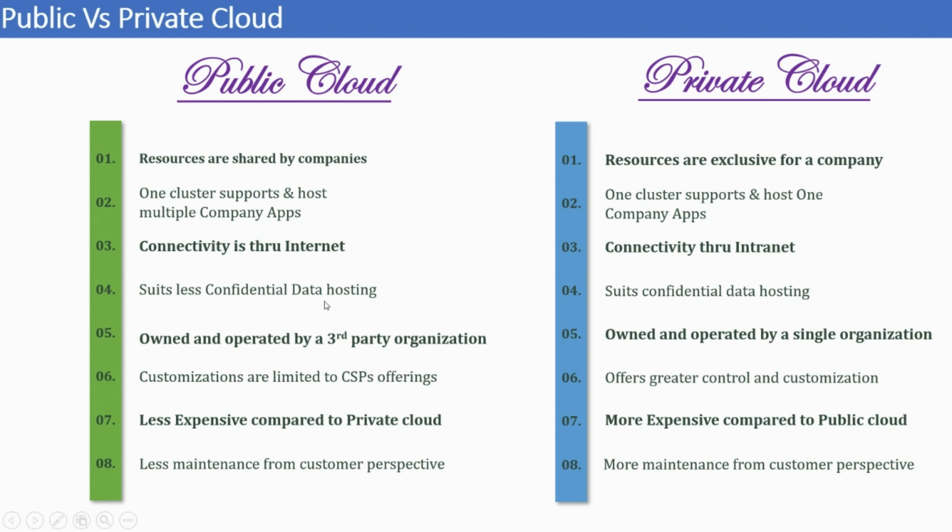In the public cloud, it is less suited for confidential data hosting because it's a shared entity. Whereas here in the private cloud, it's suitable for confidential data hosting because it's ring fenced and made available to the internal employees of the organization. Fifth one, the public cloud is owned and operated by third-party organizations like Microsoft, Amazon, Google, and others. Whereas private cloud is owned by a single organization, and so they can make quick decisions in terms of CapEx, OpEx, or policy decisions.